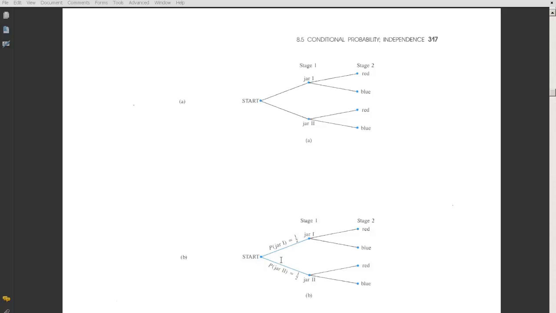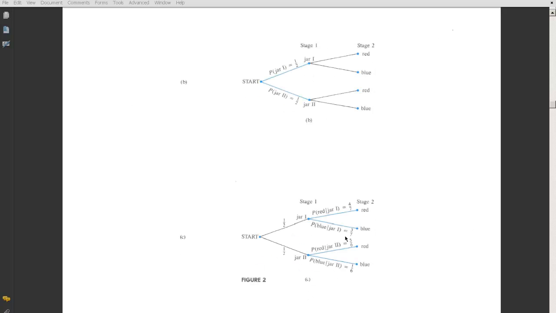Okay, now here we write along the edge of the tree diagram, or I guess we should say one of the branches, but edge is good. We write along one of the edges the probability of jar 1 and the probability of jar 2. So that's a half and a half. And then we go to the next set of edges. So what should we write here?